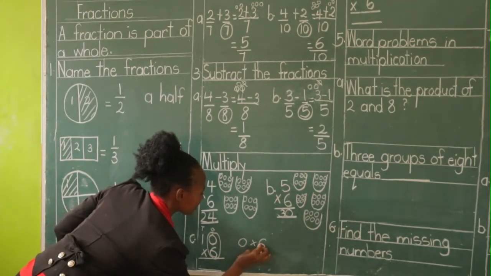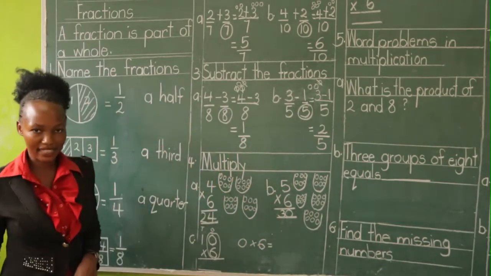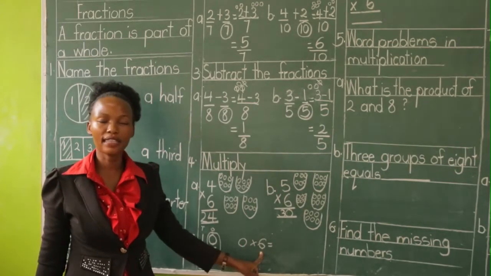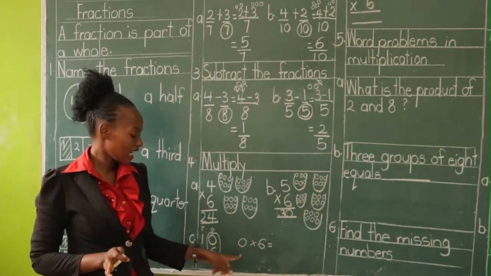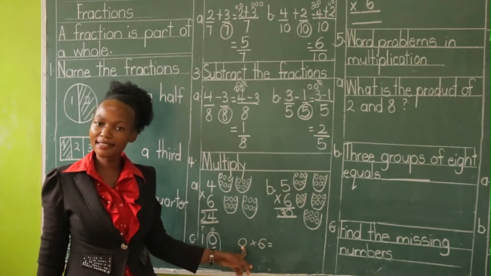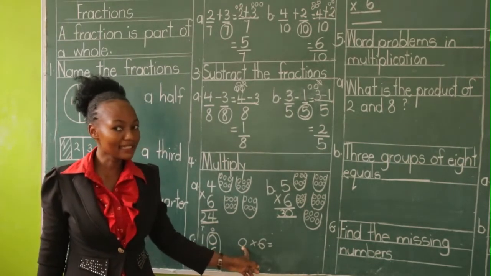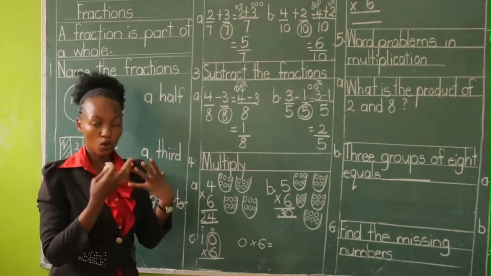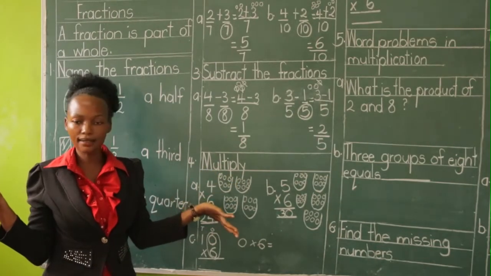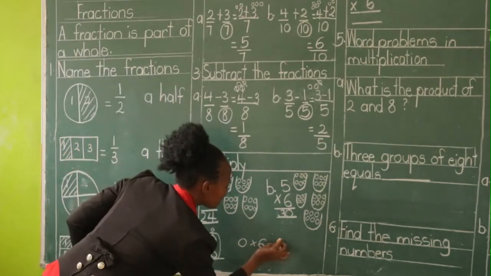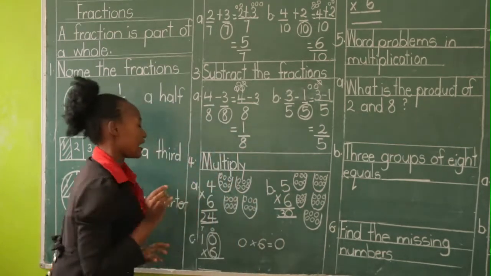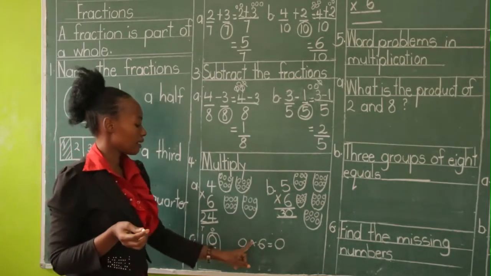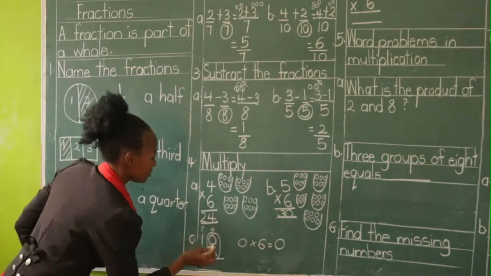times 6 equals, remember we said, the first number is for the groups and the next number is for the items or for the both. Now when I look at this number here, our first number is 0. And 0 means nothing, alright? Meaning that 0 times 6, 0 groups are formed in nothing of 6. Our answer is going to be 0. And any number you multiply by a 0, the answer is 0. 0 times 6, our answer is 0.